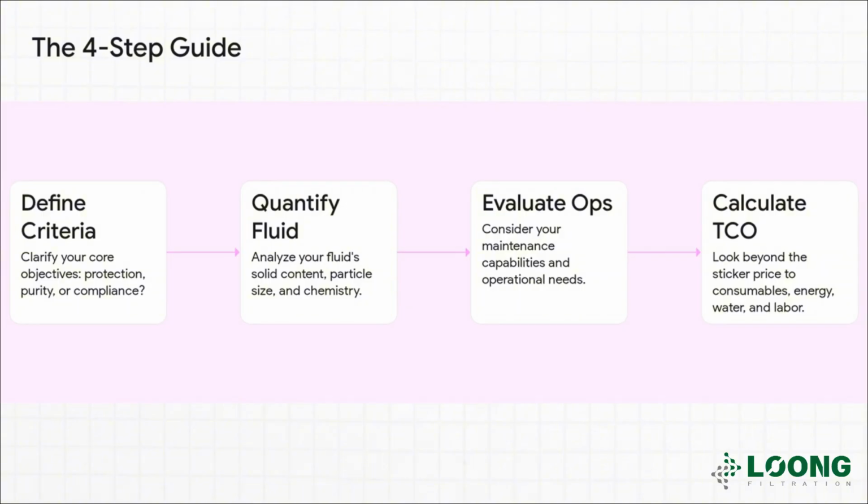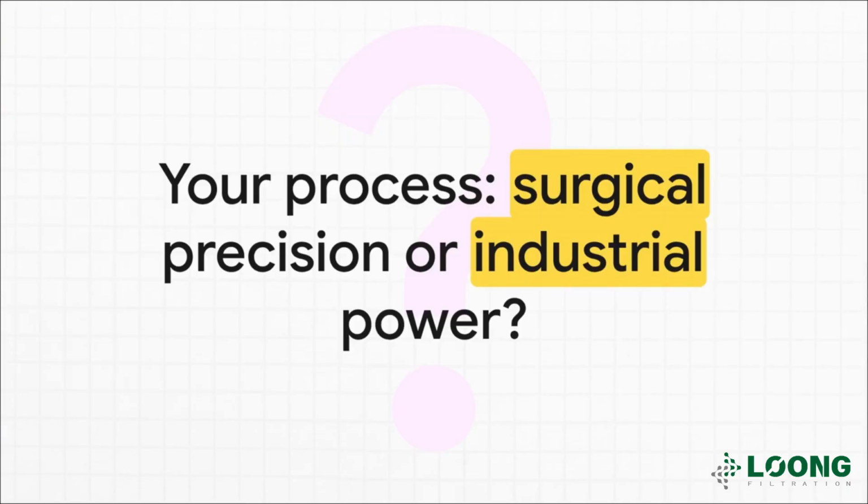Third, be honest about what you can handle operationally. And finally, and this is so important, look beyond that initial price tag. You've got to calculate the total cost of ownership over time. In the end, it all comes down to this one simple question. What does your process actually demand? Is it the surgical precision of a cartridge filter, or is it the raw industrial power of a sand filter? Once you have a crystal clear understanding of your unique needs, the right answer will become obvious.